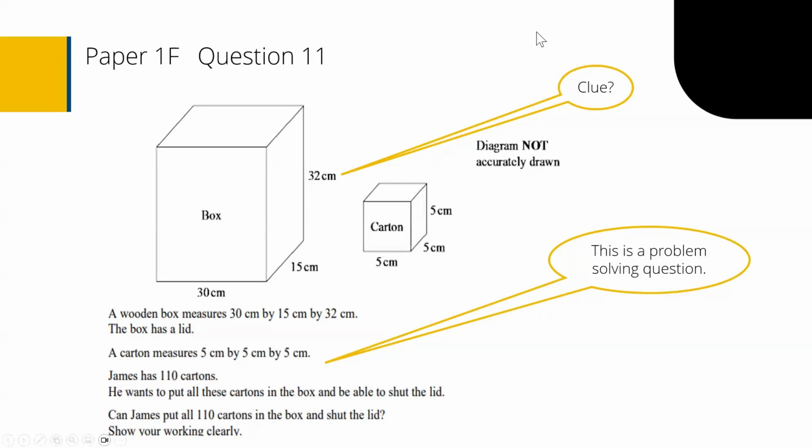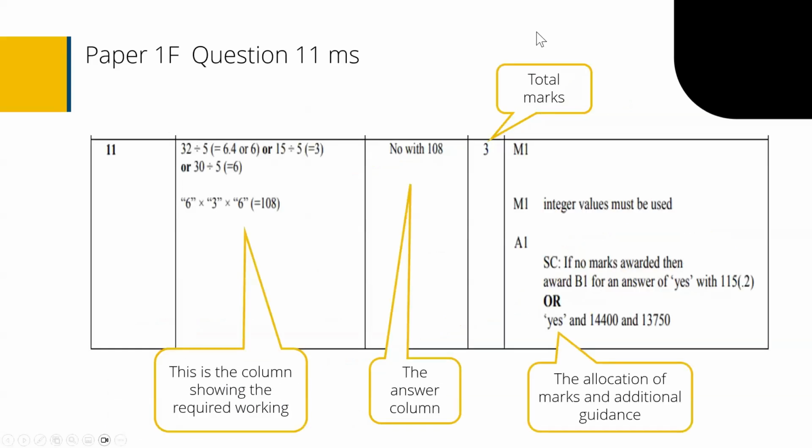If we look at the mark scheme of this question, the first column shows the question number. The second column shows the scheme or working that we need to see. We see in the fifth column the marks allocated in the first 2 lines of the working in that second column. For the second mark, the method mark, the candidate's results from the division of 32 by 5 or 15 by 4 or 30 by 5 and are multiplied for the final answer. So that's where you see that. It also mentions integer values must be used there.